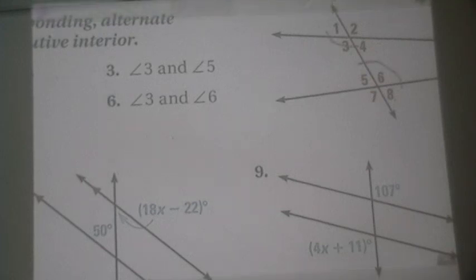3 and 6, one side of the transversal, then the other, so they're alternate. They're inside, they're alternate interiors.